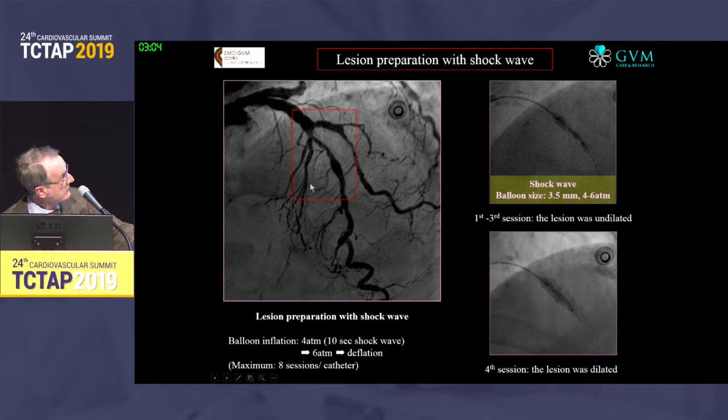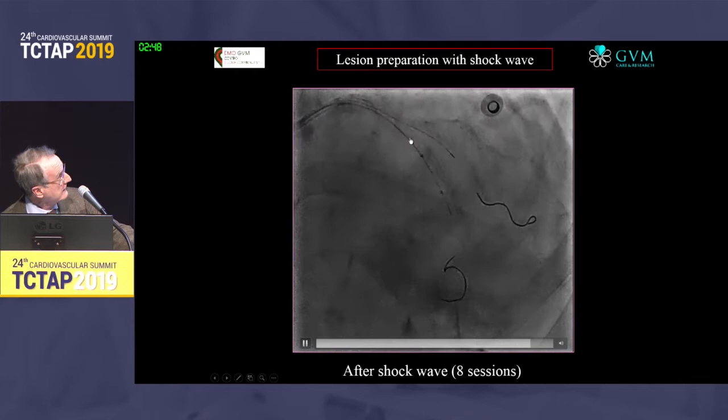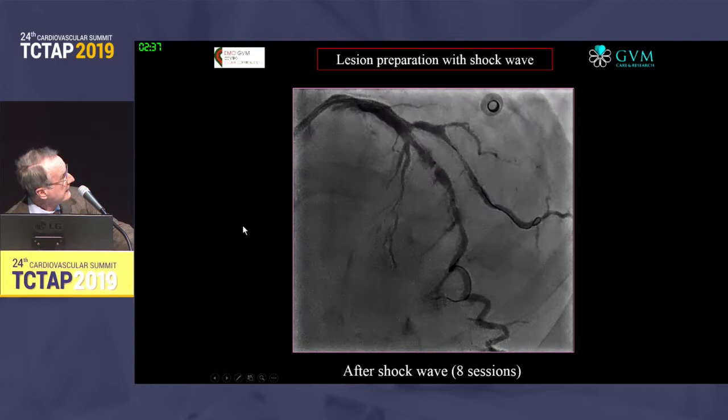And I would not even be surprised if in some cases you have to do rotational atherectomy and then shock wave to get the balloon there. But if you are willing to do that, you certainly end up with very nice results. There are dissections, but as I always say, dissections are complications only if you don't have stents in your cath labs. So with stents, dissection is just good lesion preparation.